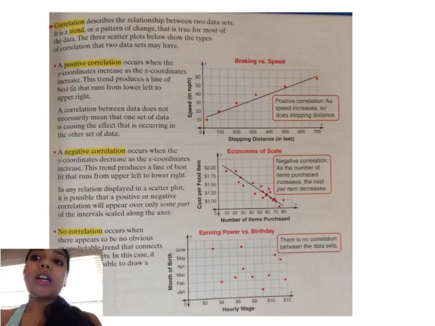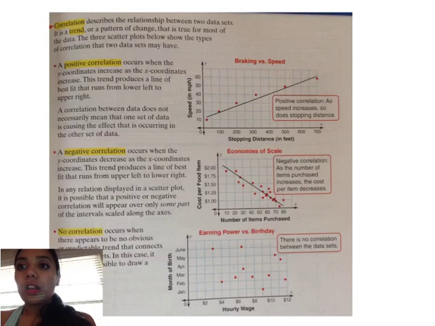So a negative correlation means that the y coordinates decrease as the x coordinates increase. So that means one increases and one decreases. And what happens is you have a negative correlation. Okay, so a negative correlation, I just went over that.